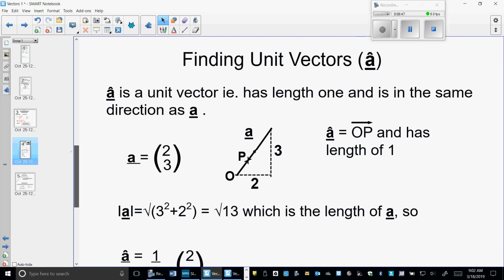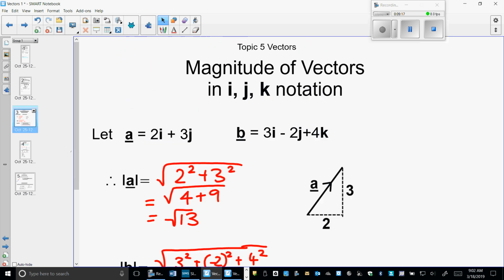Unit vectors. Okay, now what's different about this thing compared to the other things that we've seen? How is it written? With a little hat on it, yes? So if you see anything with a little hat on it, it means it's a unit vector. Now, a unit vector always has to have length 1. We said a minute ago that this vector here has a length root 13.